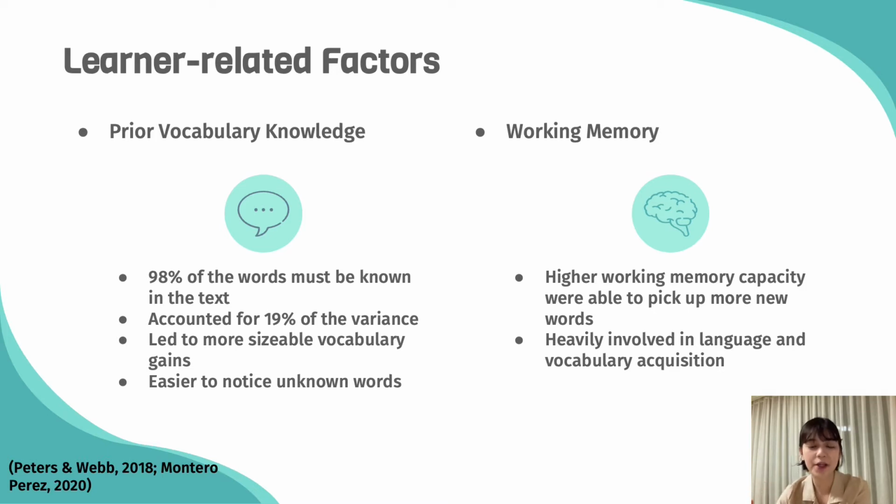And another factor contributing to incidental vocabulary learning is the learner's prior vocabulary knowledge. So, for most learners to gain an adequate understanding of text without assistance, they need approximately 98% of the words to be known from the text. So, for general audiovisual input, prior vocabulary knowledge was found to be a significant factor, accounting for 19% of the variance in meaning recognition post-test after viewing television shows. And it led to more sizable vocabulary gains as they were able to easily notice the unknown words from the video.